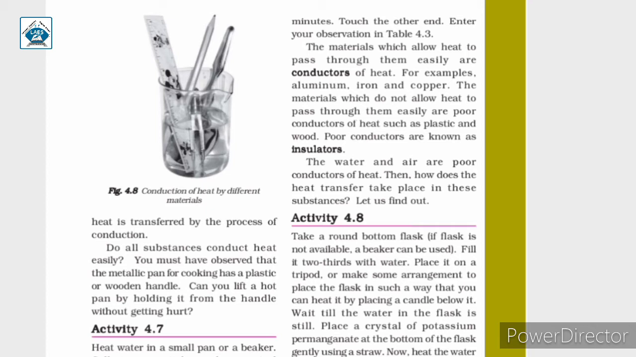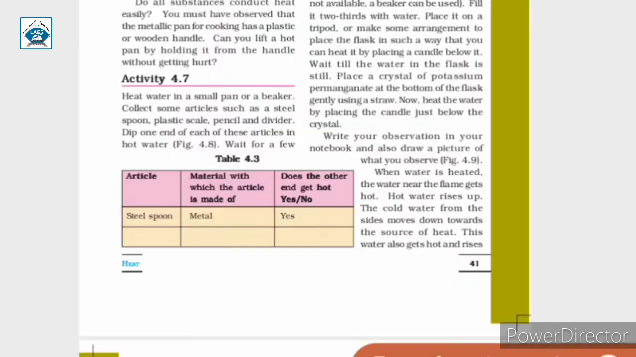Like we discussed before, the handle of the frying pan becomes hot when the pan is on the flame. So, metal pans have a wooden or plastic handle. With the help of this, we can easily lift the pan from the stove even when the pan is hot. Why does this happen? Because wood and plastic are bad or poor conductors of heat. They are called insulators. Let us learn more about this in the next activity.